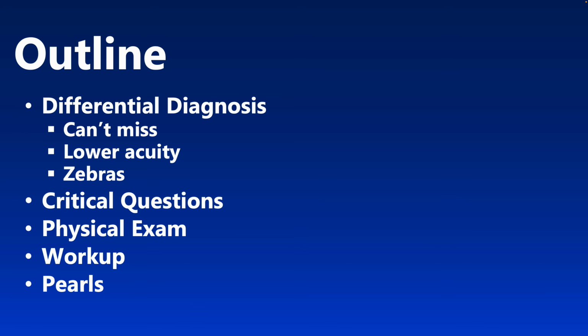Same outline as always. We are going to start at the top with the highest yield, the differential diagnosis, starting there with the can't miss diagnoses, some of the lower acuity things, and the zebras that we need to be on the lookout for, some critical questions we need to be asking when we're interviewing these patients, some of the important things that we need to do when it comes to the physical exam, how we're going to work these patients up, and then some miscellaneous pearls at the end.